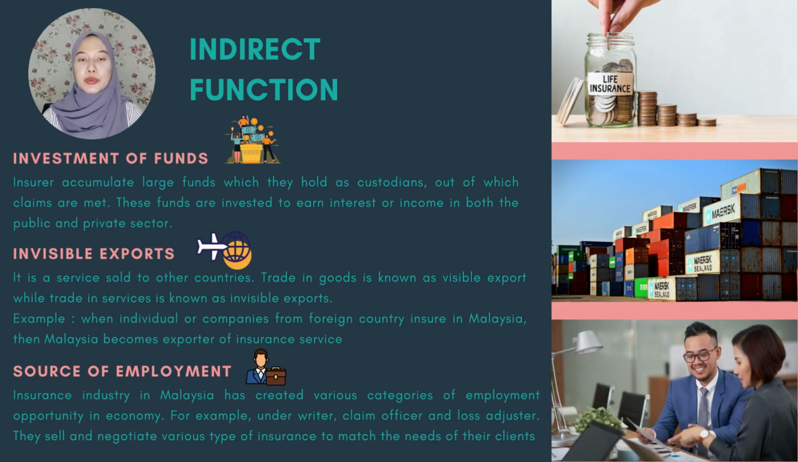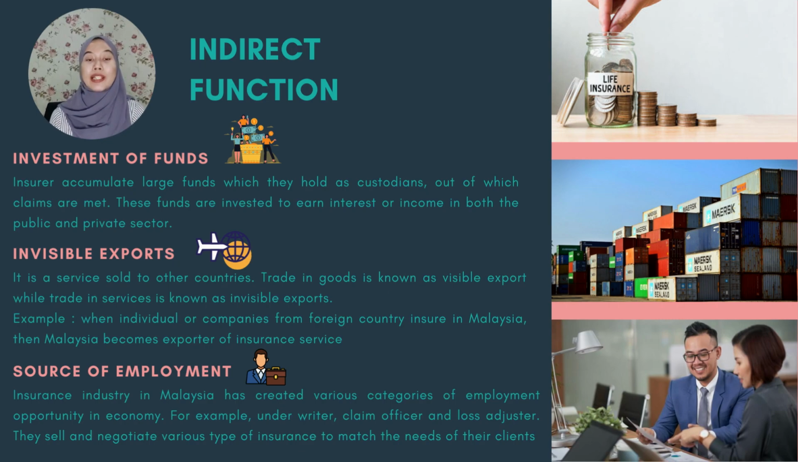Thank you. Hi, so today I will explain about the indirect functions of insurance. Firstly, investment of funds. So how does it work? Insurers accumulate large funds which they hold as custodians, out of which claims are met. These funds are invested to earn interest or income in both the public and private sector. So, I will explain more how it works. Investment-linked insurance policies are policies that have life insurance coverage and investment components. Your premiums are used to pay for units in one or more sub-funds of your choice. Some of the units purchased are then sold to pay for insurance and other charges, while the rest remain invested.